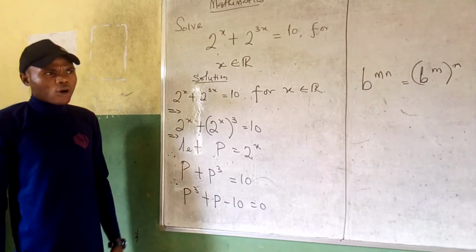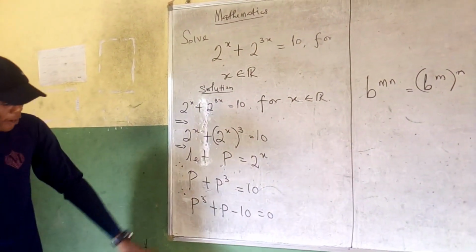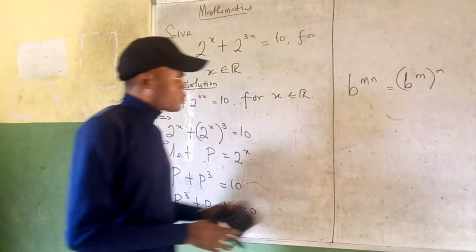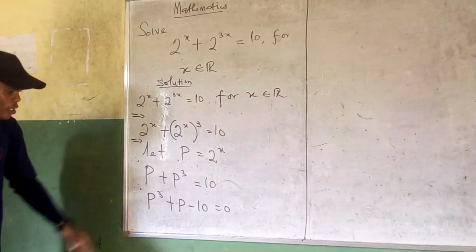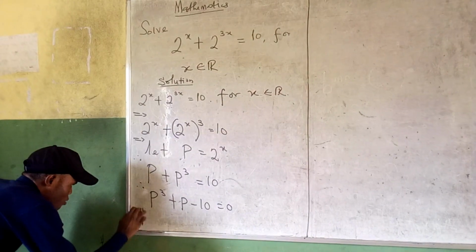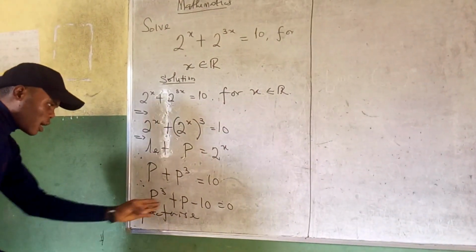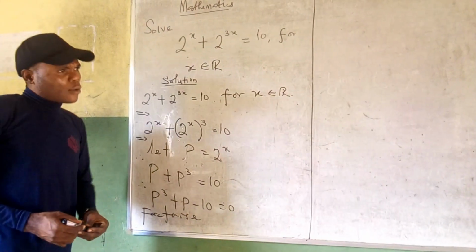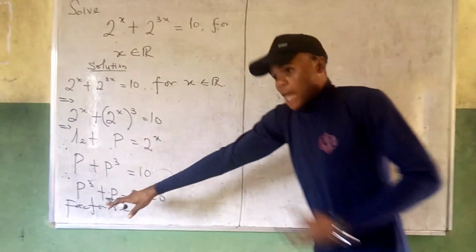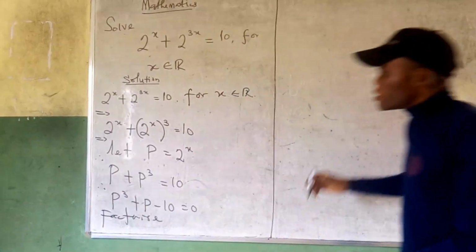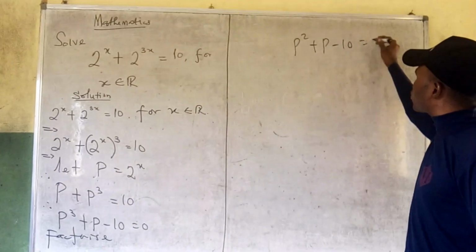How do we now get the value of p? We need to factorize. That's the first thing to do here. We factorize this equation so that the problem will be easily solved. So let us factorize the left hand side. Now, I need you to note something. Let us assume that this equation is a quadratic equation, let's say p squared plus p minus 10 equals 0.